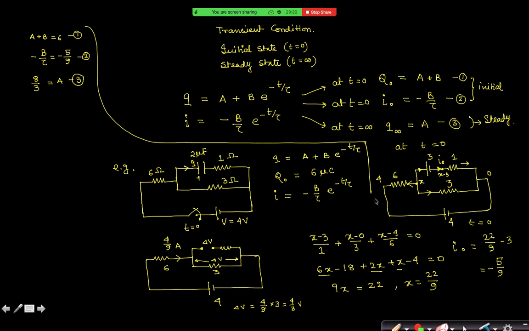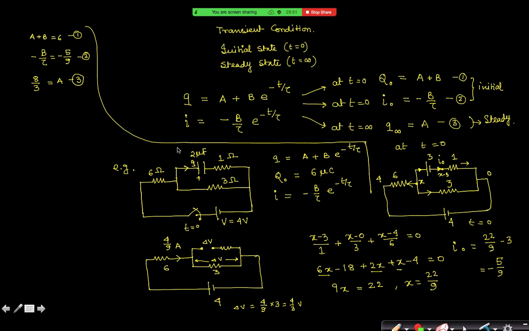Why? If it enters into the positive plate, should I take it negative? I naught is negative already, I have got. So the actual direction of current is in the opposite direction. But I will take strictly this direction to be my positive current. That I have already said.